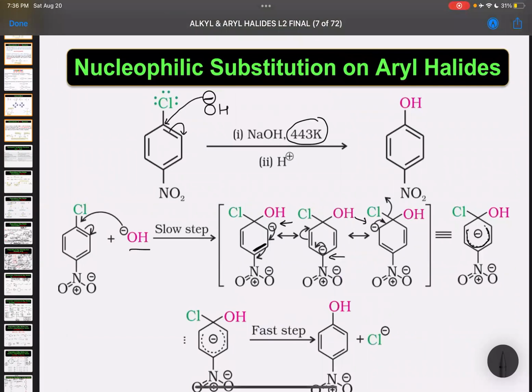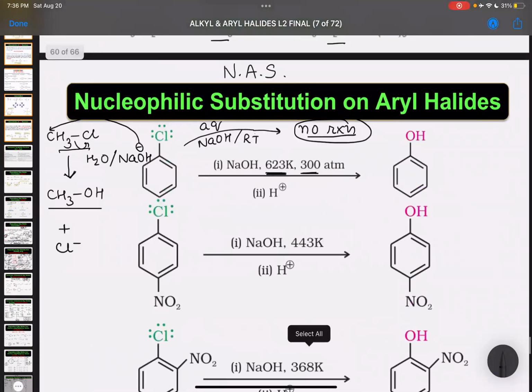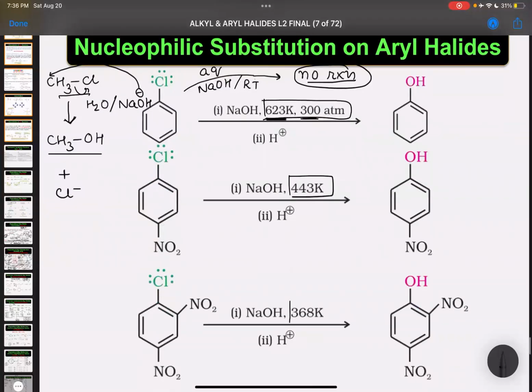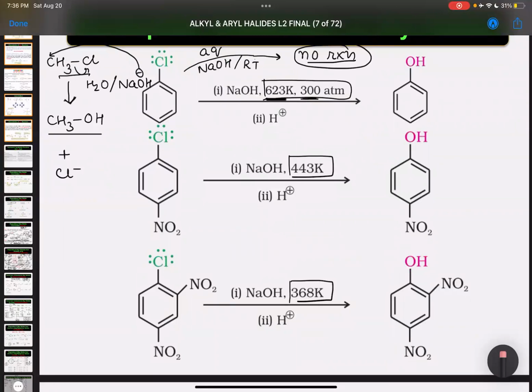You notice a clear pattern in these reactions. First of all, you need a very high temperature. But there is one more pattern. There is something which is making this reaction very easy. Can you notice it? Addition of NO2. Suppose you have NO2 at three positions, Mohammed, which is the third case. If you have three NO2 groups, those NO2 groups also you need to place at a specific position.